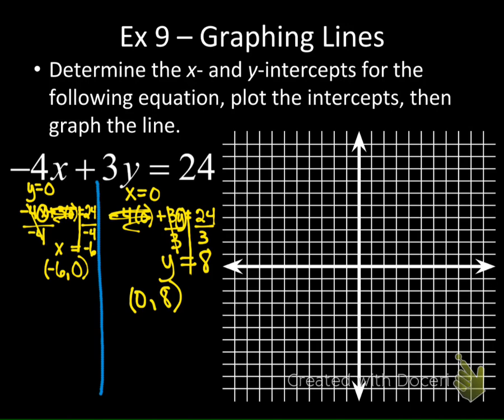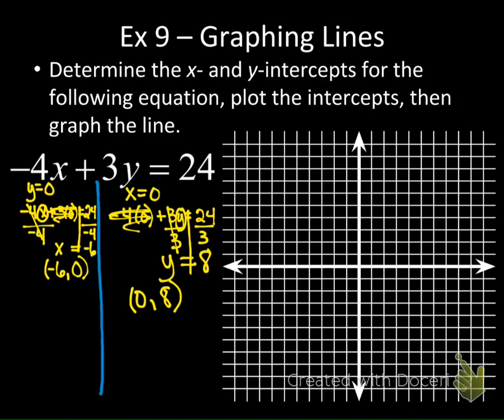Okay. Now, the last step. We determine what the x-intercept is going to be. Just looking at your ordered pair, what's my x-intercept? Where is that line going to cross through the x? Negative 6. What's my y-intercept going to be? Where's that line going to cross through the y? 8. So you're going to go ahead and graph these two ordered pairs and draw your line.